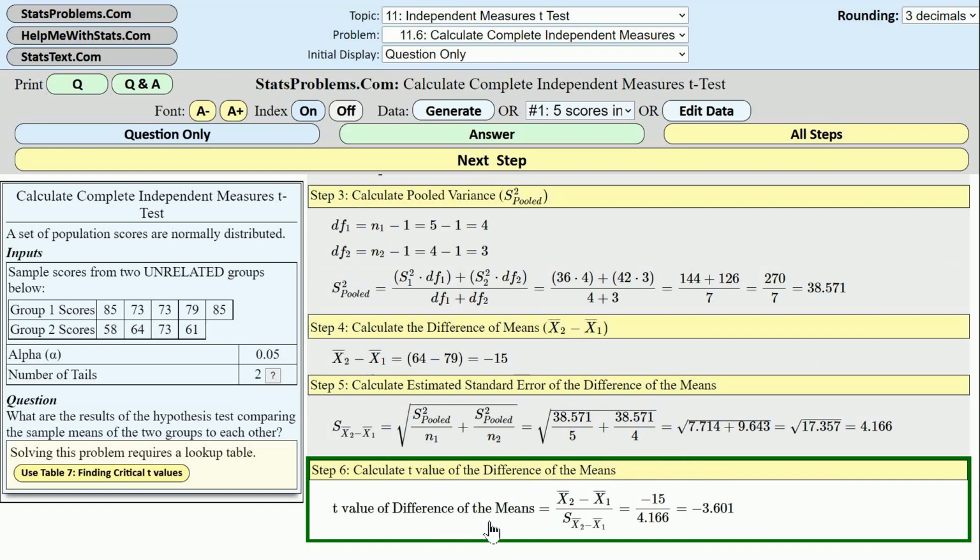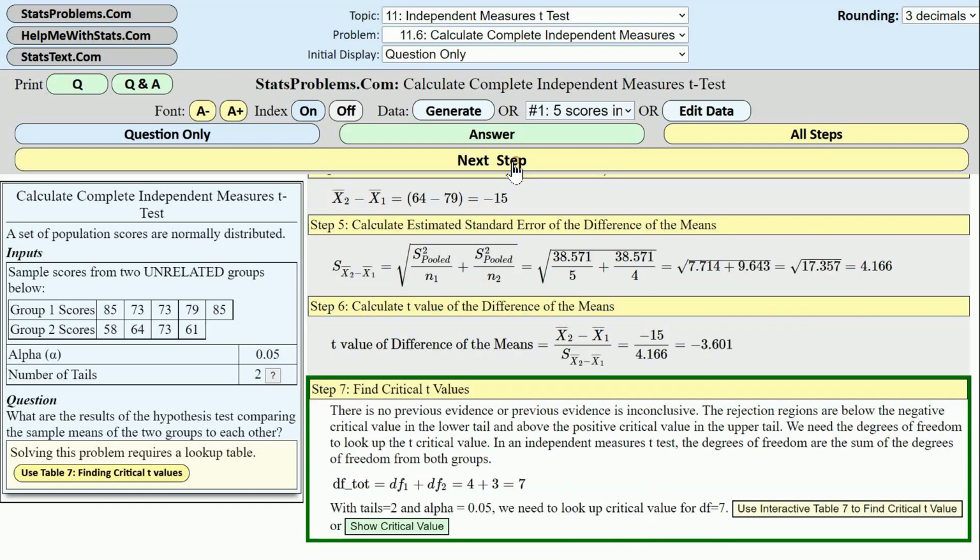The t-value of the difference of the means is equal to the difference of the means, x bar 2 minus x bar 1, divided by the estimated standard error of the difference of the means, s sub x bar 2 minus x bar 1. In this example, the t-value is equal to minus 15 divided by 4.166, which works out to minus 3.601. In step 7, we find the critical t-values. There is no previous evidence or previous evidence is inconclusive.